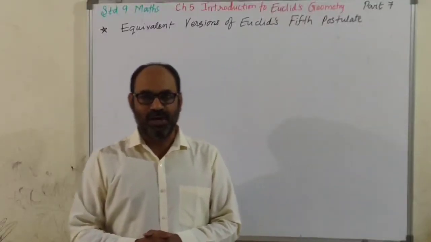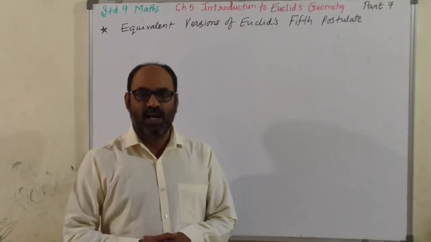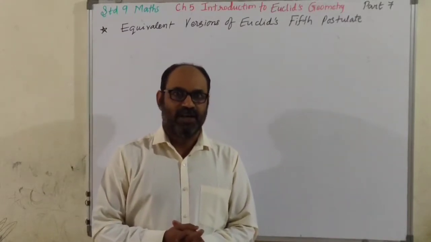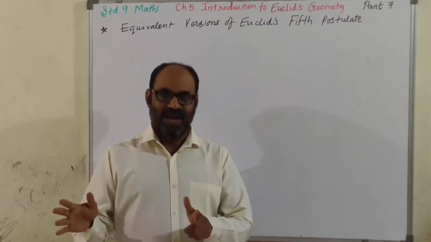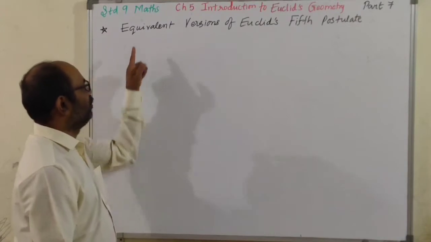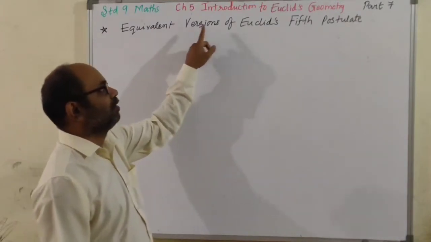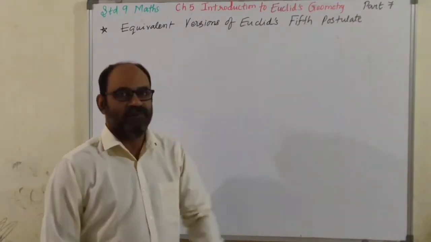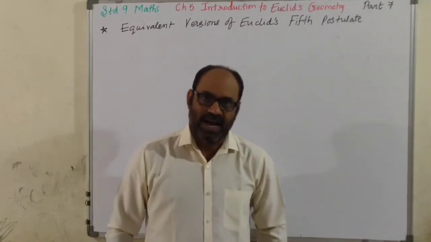After the conclusion of exercise 5.1, we proceed further in the chapter and we are into the concluding part of the chapter. Alright? Now we are going to see equivalent versions of Euclid's fifth postulate.